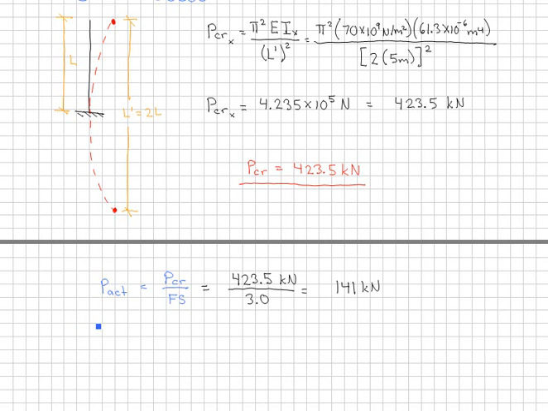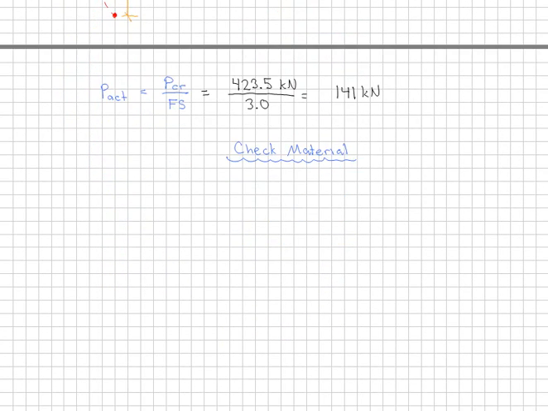But we're not done yet. There's one last check. We must ensure that the material is not going to fail before we reach our critical buckling load of 423.5 kilonewtons. To make this check, we will calculate the axial stress in the column under the action of this load, and then compare that stress to the yield stress of the material. Recall the equation for normal stress is simply force divided by area, and we'll use the critical buckling load divided by the cross-sectional area of the column, which is given to us.